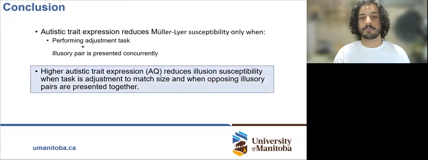Higher autistic trait expression in our neurotypical sample, as quantified by the autism spectrum quotient, reduced illusion susceptibility in adjustment tasks when the opposing Müller-Lyer figures were presented together.